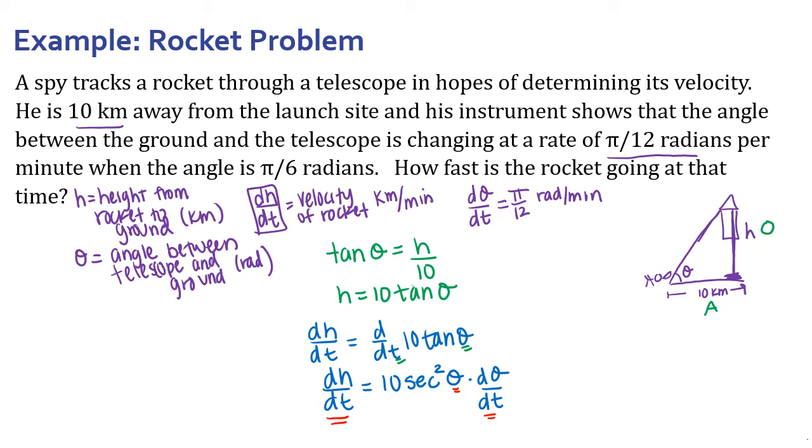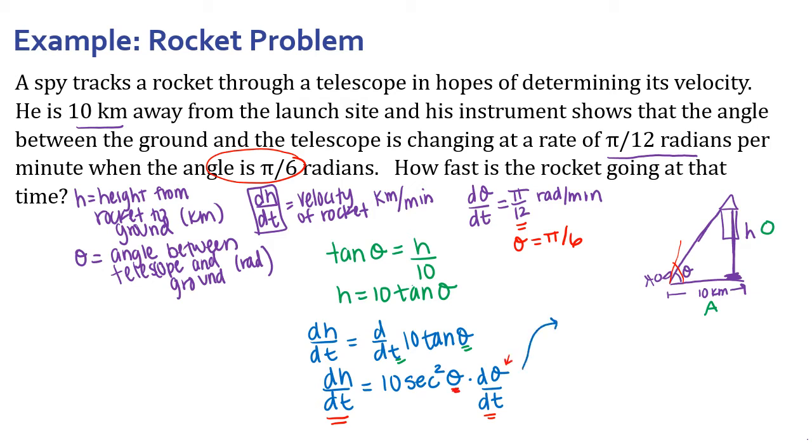So we know that d theta over dt is pi over 12, and we know it's positive because as this rocket is going up, this angle is going to be getting bigger. So we know that. Okay, now they also told us we're trying to find it when our angle is pi over 6. So we have values now we can plug in for here and we can plug in for here.